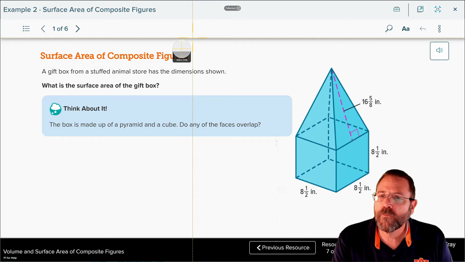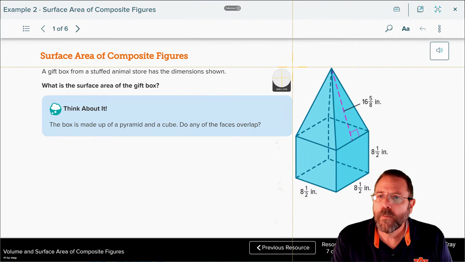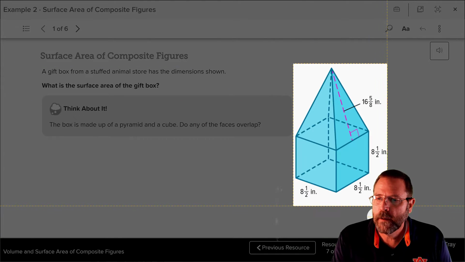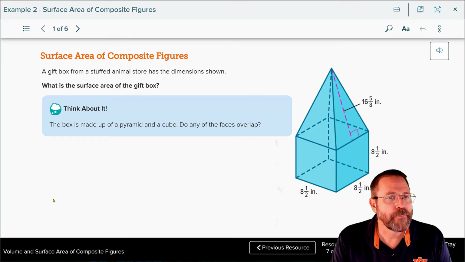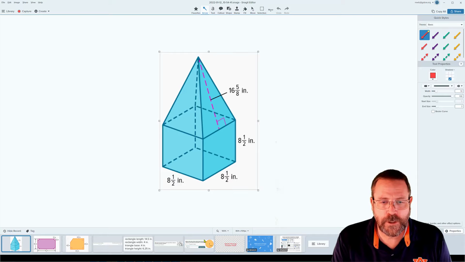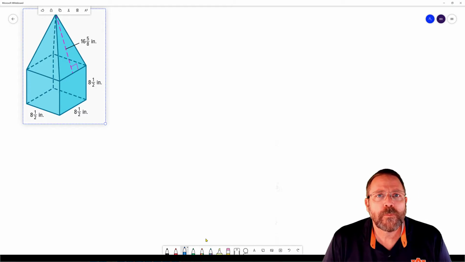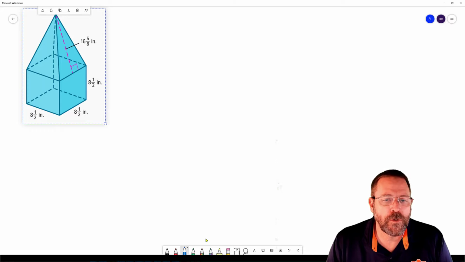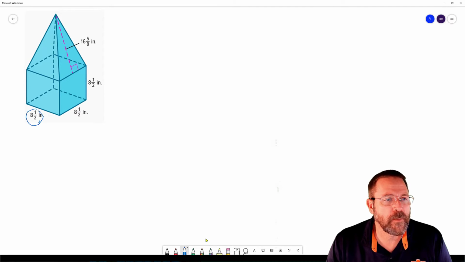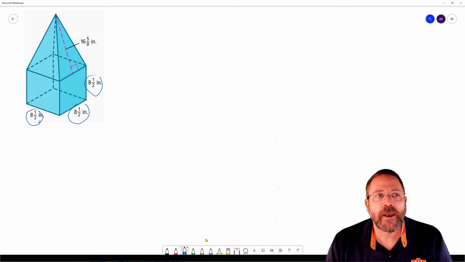Instead, we're just going to take our photo of it right here, and we're going to paste it into our worksheet, and then we're going to work it from there. Now if you look at this figure, we have two different shapes we're working with. We have a cube, and we know it's a cube because all of the side lengths are the same here, here, and here. And we also have a triangular pyramid that you see right here.